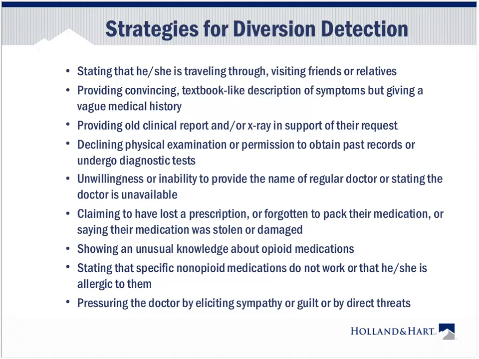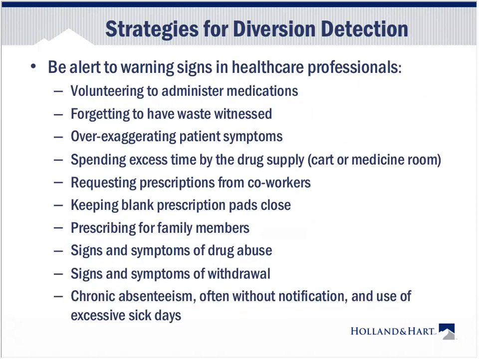not wanting to be physically examined, not wanting you to obtain their past records or undergo testing, unwillingness to provide the name of their doctor or stating that the doctor is unavailable, claiming that they've lost a prescription or forgotten to pack their medication, showing an unusual knowledge about opioid medications, stating that there are specific non-opioid medications that won't work for them or that they're allergic to them, or pressuring doctors. These are all sort of red flags. Any one of them in and of themselves, probably not, but a collection are things to look for.